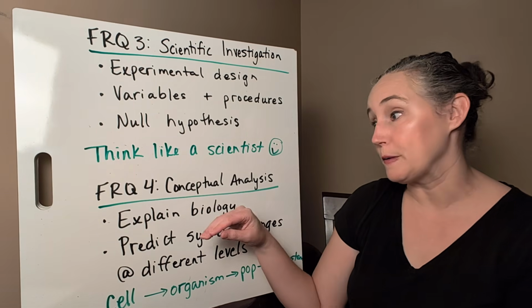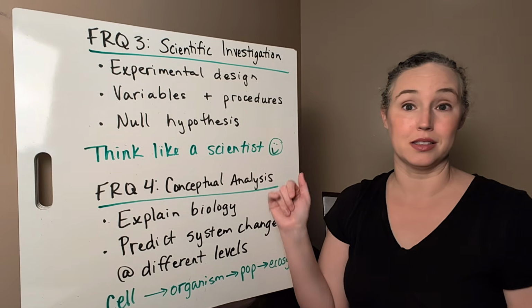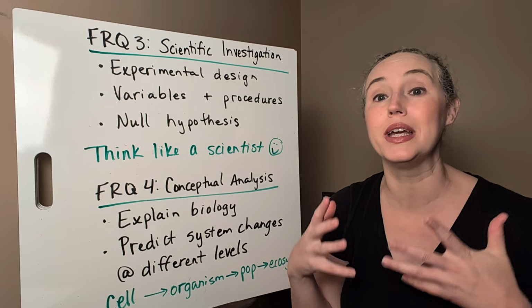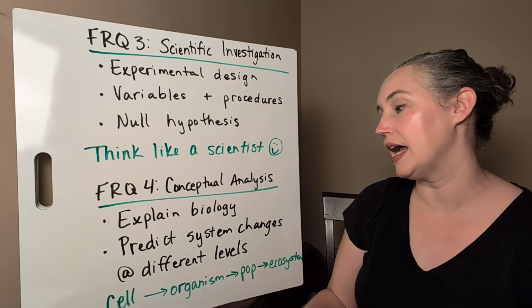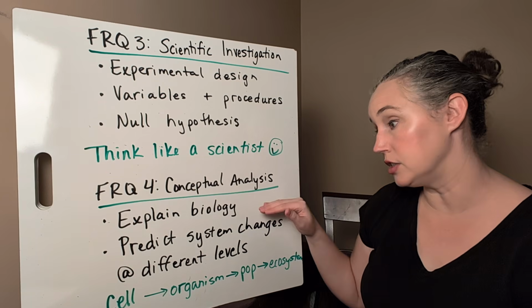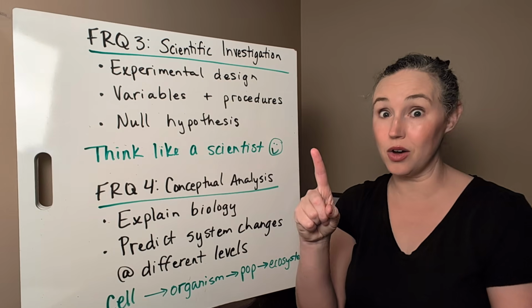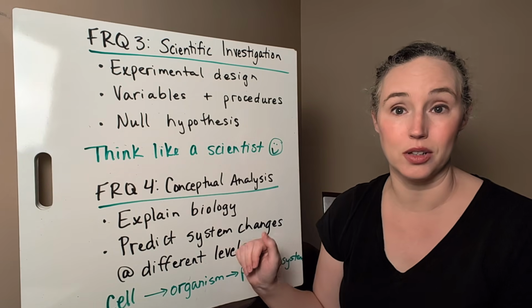FRQ number 4, this is actually one of my favorite ones. It's the conceptual analysis, and this is where your biological understanding really gets to shine. In this, you're going to have to explain biology and predict how a system changes if something goes wrong in the biology. And you're going to be doing that at different levels.